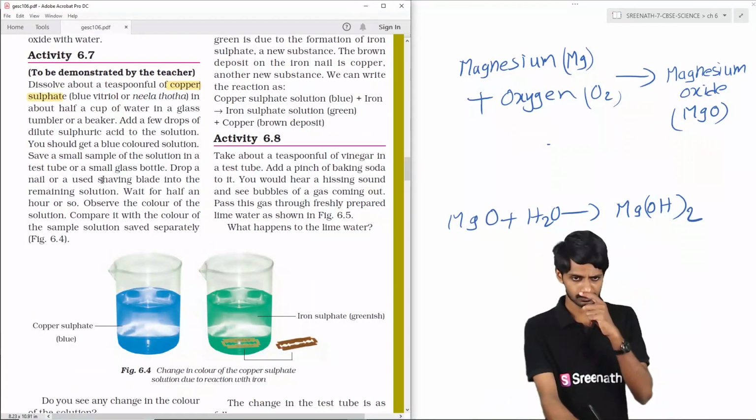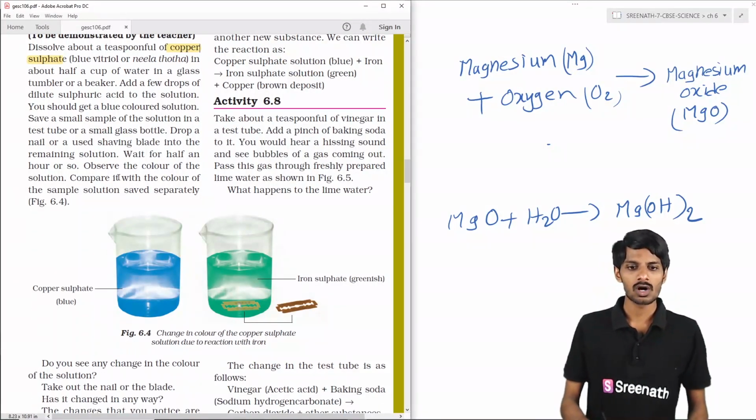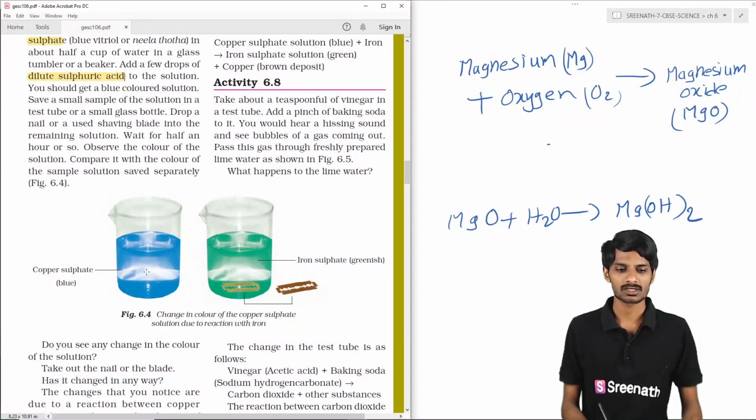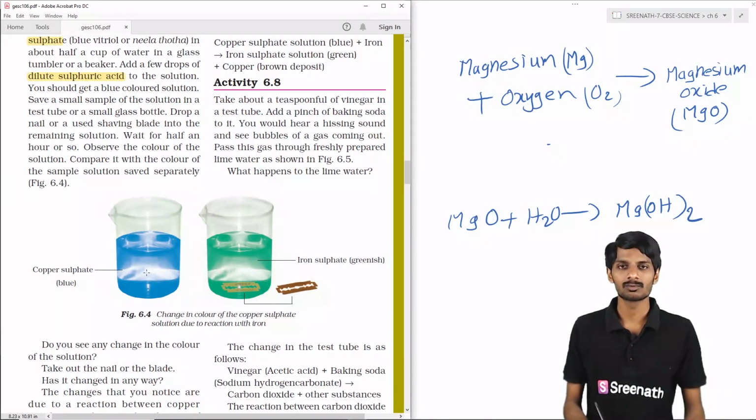So students, after adding a few drops of dilute sulfuric acid, first we have made the copper sulfate crystals and dilute sulfuric acid, students. So finally you will get the blue color.